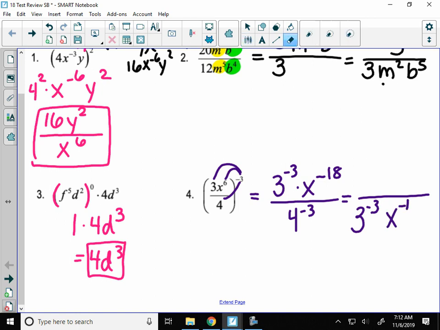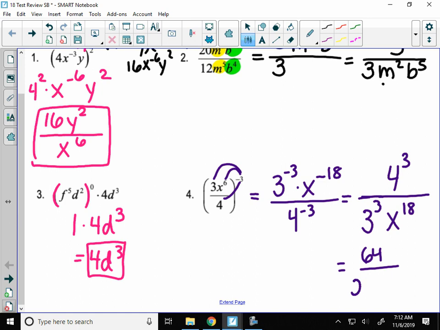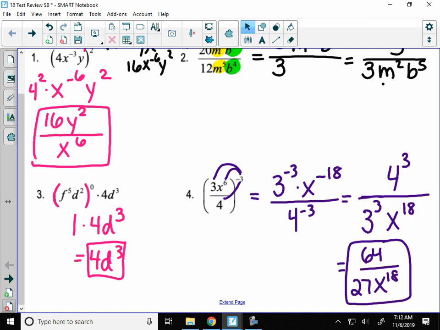But when they move, they become positive. So it's 3 to the positive 3rd, x to the positive 18th, and then the 4 to the negative 3rd becomes positive in the numerator. And then you can simplify. 4 to the 3rd is 64 over 27 x to the 18th. And that would be the answer.